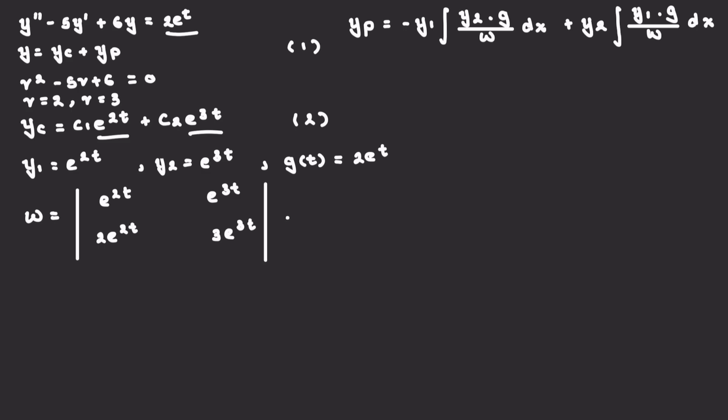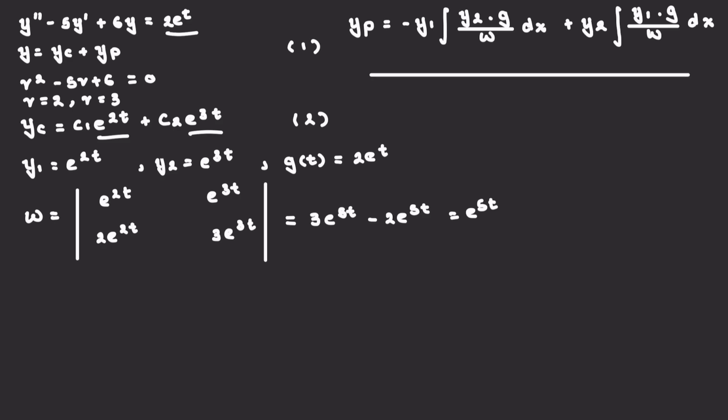Calculating the Wronskian by using the determinant method, we get 3e to the 5t minus 2e to the 5t, which gives us e to the 5t. And we have all our inputs here: our y1, y2, g of t, and our Wronskian. We just need to plug into our formula here to get our solution for the nonhomogeneous part.